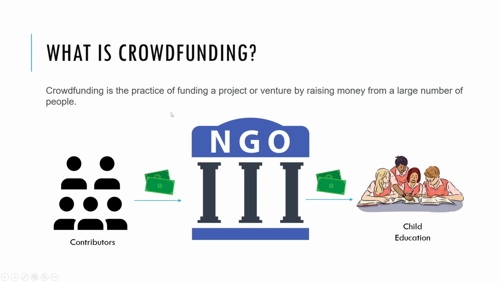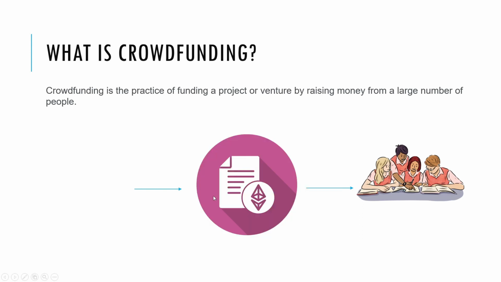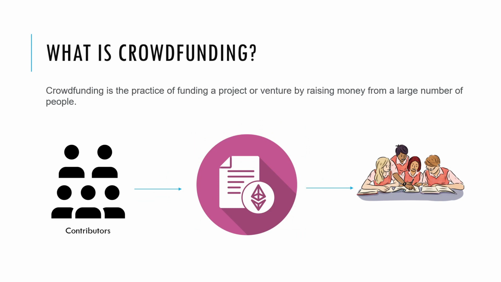So instead of going for this traditional approach where a central authority has control over all our money, what we can do is replace this central authority with a smart contract. This smart contract will be responsible for getting contributions from these contributors, and these contributors will fund ethers, because we are going to create our smart contract in the Solidity programming language on the Ethereum blockchain. So these contributors will fund ether to this smart contract, and then this smart contract will fund ether to this good cause, or whatever cause has been submitted to this smart contract.